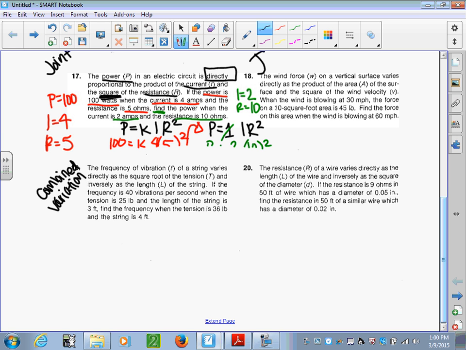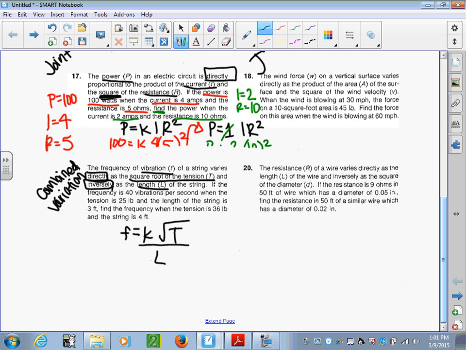The frequency of vibration f of a string varies directly. I'm going to show you that you should start recognizing these and be able to just start writing down what's going on. So f varies directly as the square root of the tension. And inversely, whenever I see inversely, I should put a divide for my inverse relationship, as the length of the string.